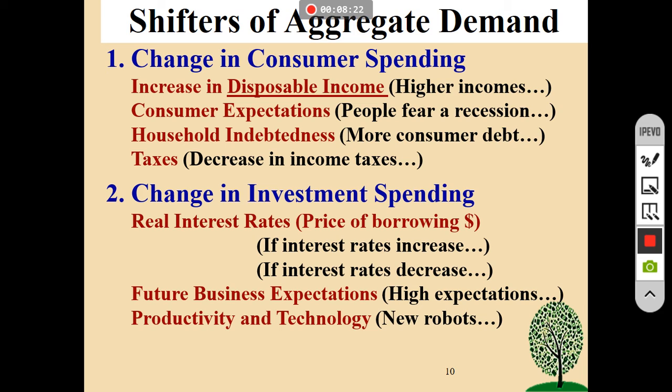Productivity and technology. If we see major improvements that allow us to do things better, like new robots, that will shift AD to the right. It's going to increase aggregate demand. And then same rule with taxes, right? If we raise corporate taxes, corporations have less money to invest, therefore they spend less, and it shifts AD to the left, decreases it.